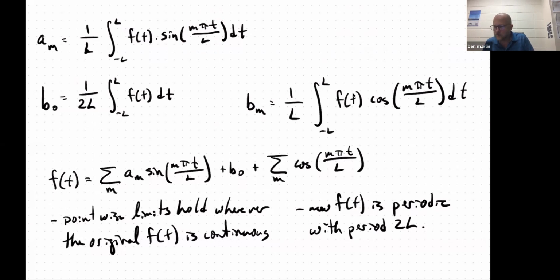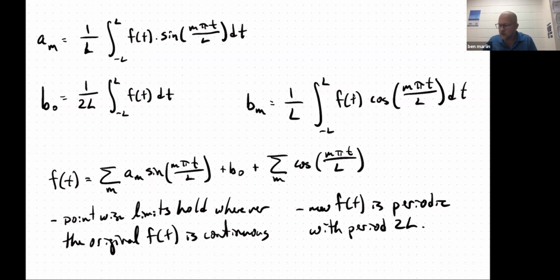Then we have something we refer to as b sub naught. There's not an a sub naught, just a b sub naught. The b sub naught is going to be 1 over 2L times the integral from minus L to L of just f of t dt. What you're really doing there is multiplying it by the cosine of 0, and so it's just f of t dt. Notice that this 1 over 2L that comes out front is slightly different. Then for the cosines, it's f of t times the cosine of m pi t over L dt.